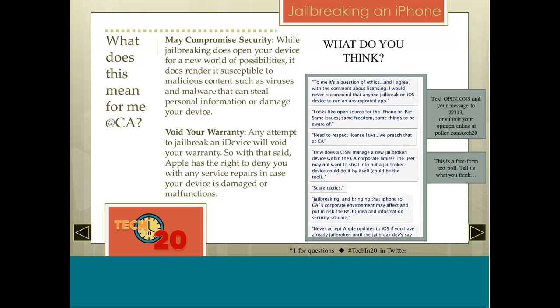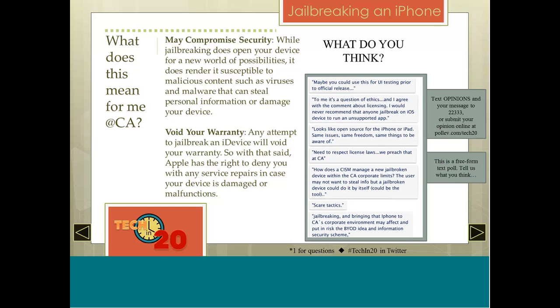The other issue that it means for you is it will void your warranty. So any attempt to jailbreak a device will void your warranty with Apple. So if you get that brand new iPhone 5 off of CRM, the first thing you do is jailbreak it, that phone is now yours. It's still CA property, but you break the phone, you lose it. Any issues occur, you're on your own. You'll have to go purchase another one off of eBay or Amazon or something like that.